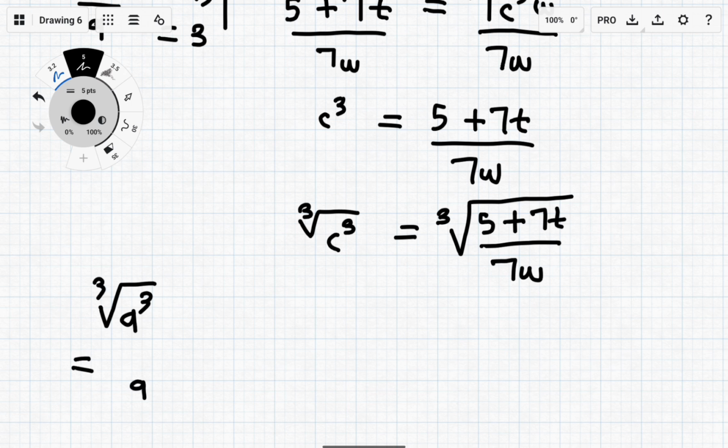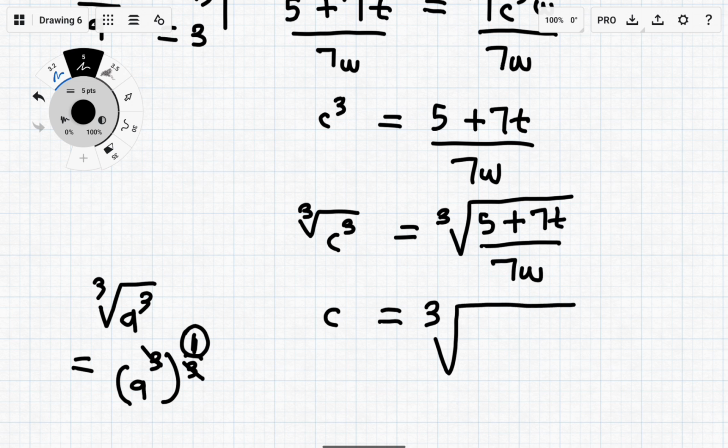Now when we have the cubic root of a, what we know is that a is equal to a to the exponent of 3 to the exponent of 1 over 3. These are the laws of exponents. So 3 multiplied by 1 over 3, the 3 will cancel, and we're left with 1. So in our case, c is equal to the cubic root of 5 plus 7t divided by 7w.